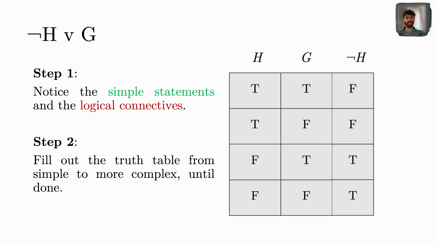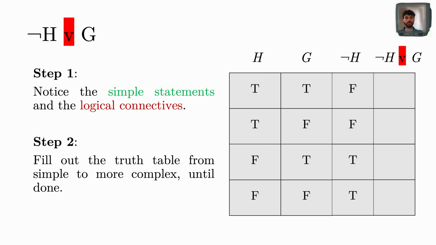Okay, so we've looked at H, G, and not H. What is remaining? Well, the or part. And the or, on the left side, one of the disjuncts is not H, and on the right side, the other disjunct is G. And as you'll notice, we have all the elements in place already. In the second column we have G, and in the third column we have not H. So we can easily just look and fill out the truth table for not H or G.